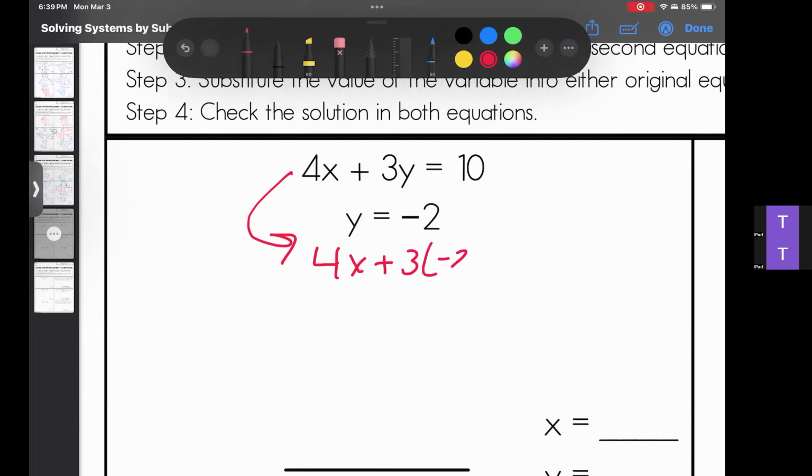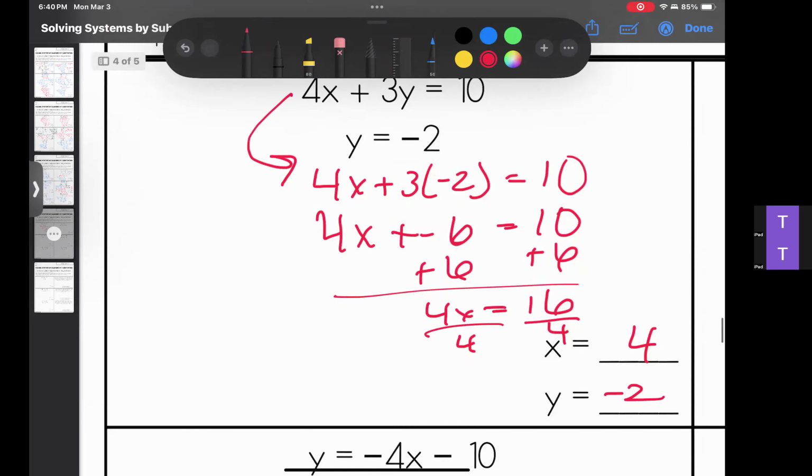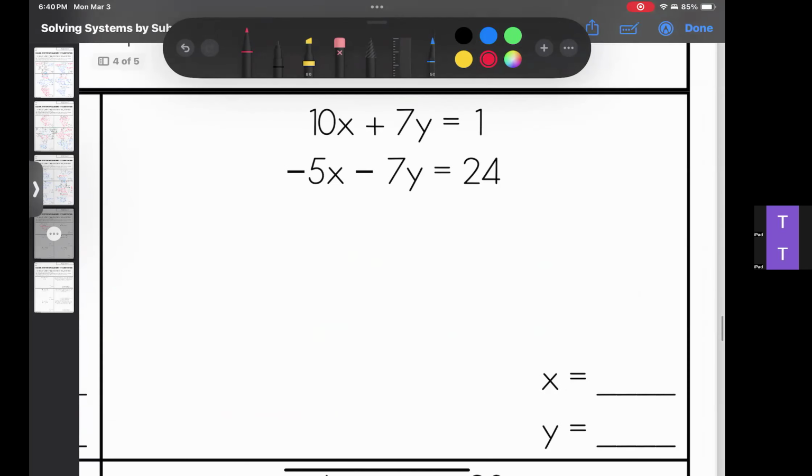All right, 3 times -2 equals 10. So we're solving for x. We have 4. Don't make yourself a fake negative sign. 4x plus -6 equals 10. We're going to add 6 to both sides. 4x is equal to 16. X is equal to 4. And y is equal to -2. Why? Because it told me so. Just listen. It'll tell you everything you need to know most times.